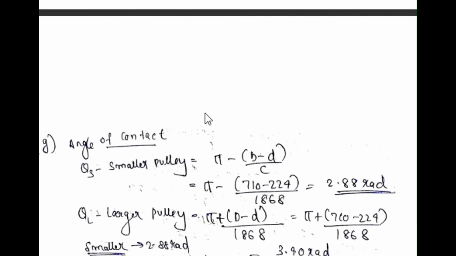Next is the angle of contact. There is an angle of contact for the small pulley and the larger pulley, one from the motor and one from the compressor. There will be one small and one larger pulley, so you need to find both theta S and theta L.